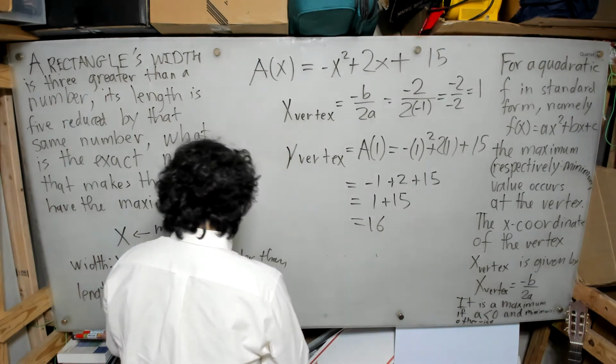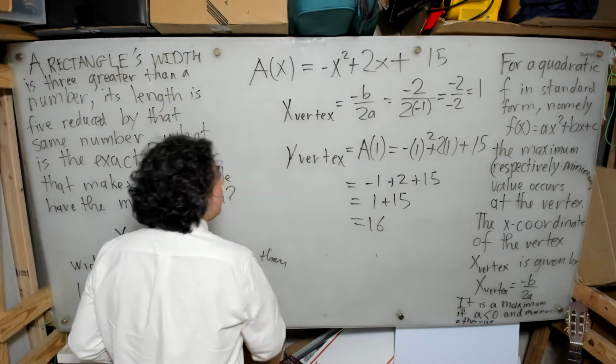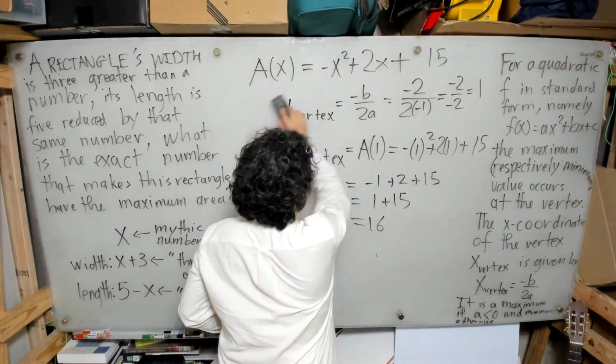So I can now write down my vertex. Let's look at that here. Okay, 1, 16.